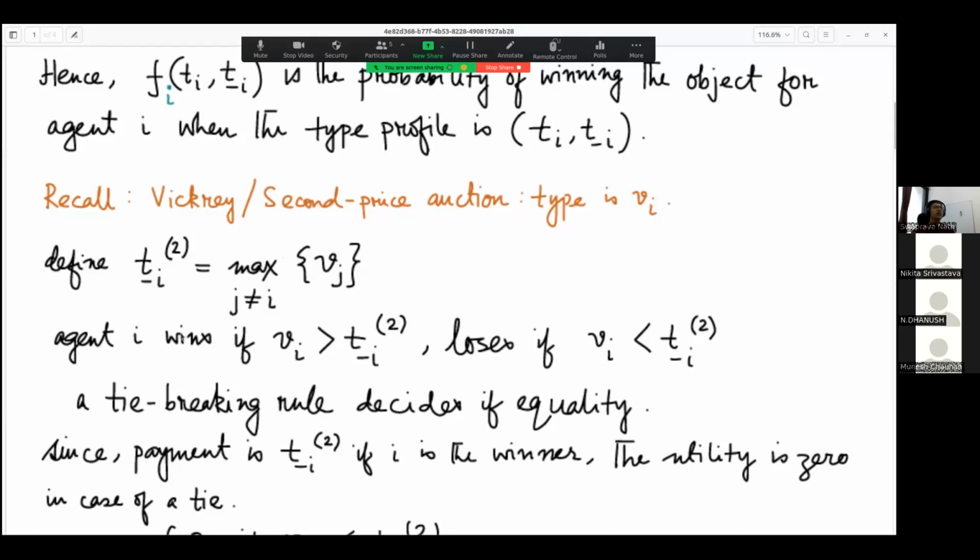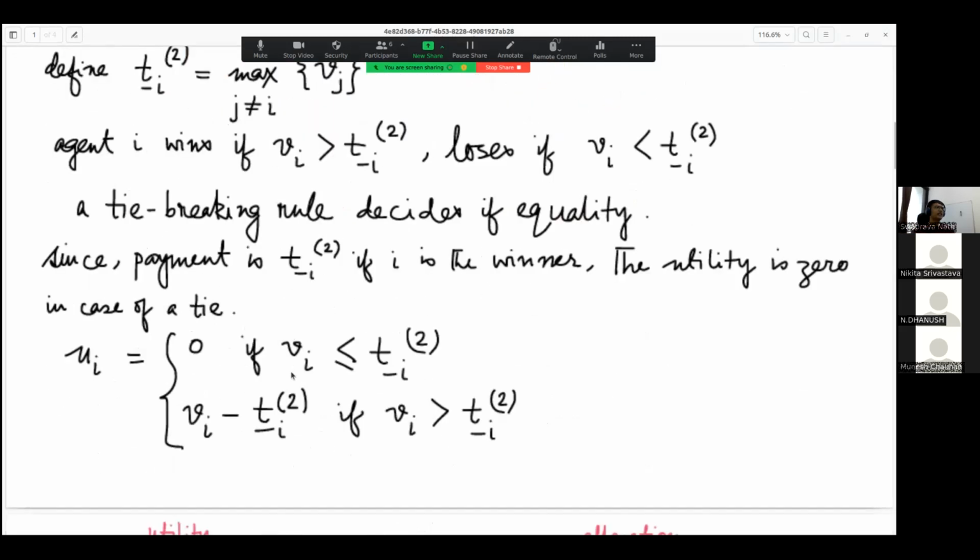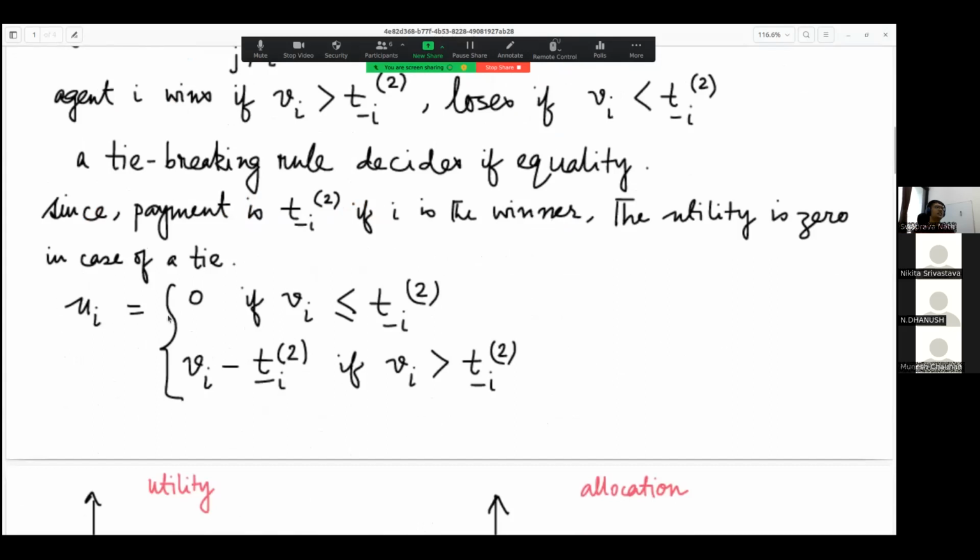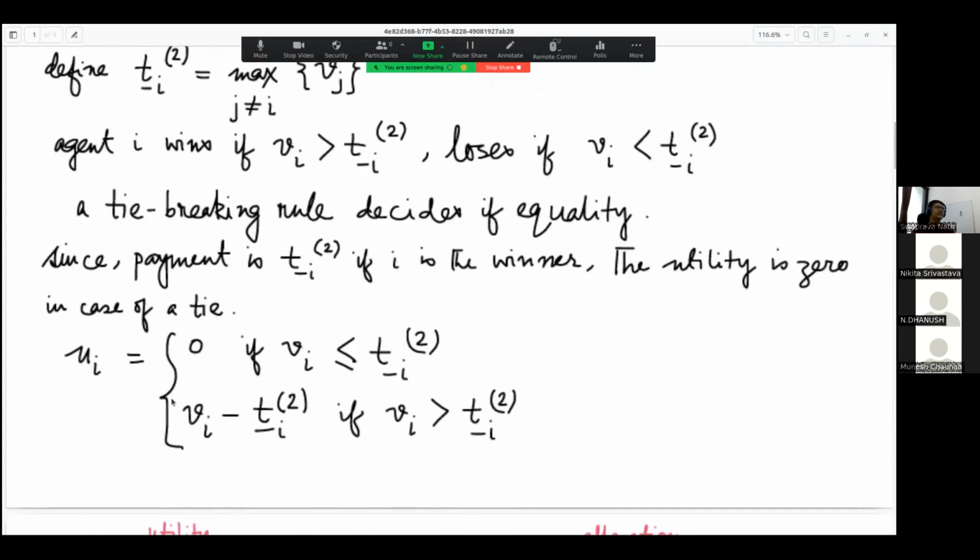Agent I will win if its own valuation is larger than or maybe equal to this. You can break the ties in any way if there is an equality. And it loses if it's not the highest. So what this means is that agent I's valuation is the highest. It beats even the maximum of all the other agents' valuations. So that is one specific way you can define this second price auction.